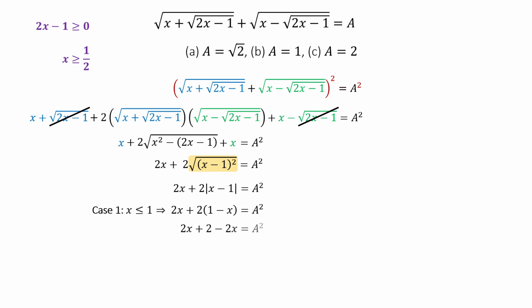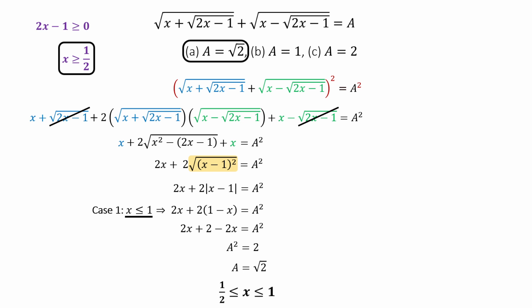Simplifying the equation gives us a squared equals 2, and thus a equals square root of 2, which is the value we want. So when x is less than or equal to 1, a is square root of 2. But notice that x must be greater than or equal to 1 over 2. The solution for this case is x in the interval between 1 over 2 and 1.